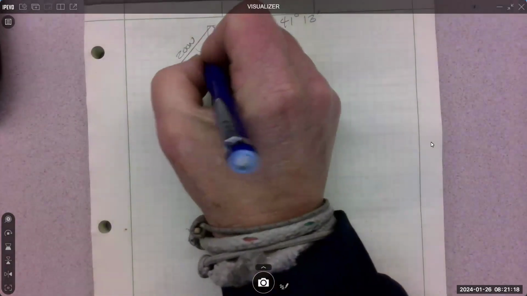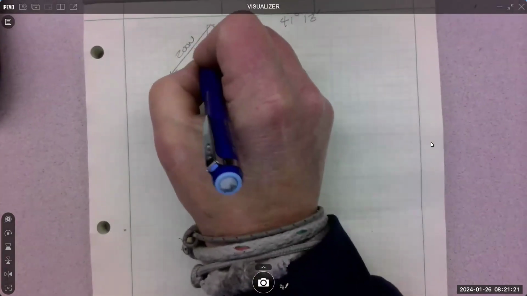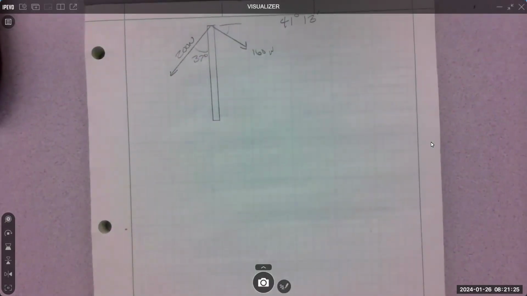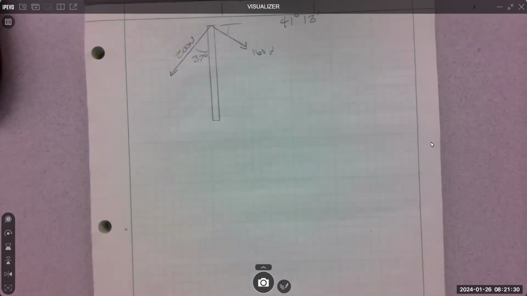This is 37 degrees. So which way was your preference? How did you do it? Did you do it by the component method, where you add up the x's and add up the y's, and that gives you Rx and Ry? Or did you do the parallelogram? Or did you just think about it? Components? You did components. All right, we've done parallelogram, so let's do components.